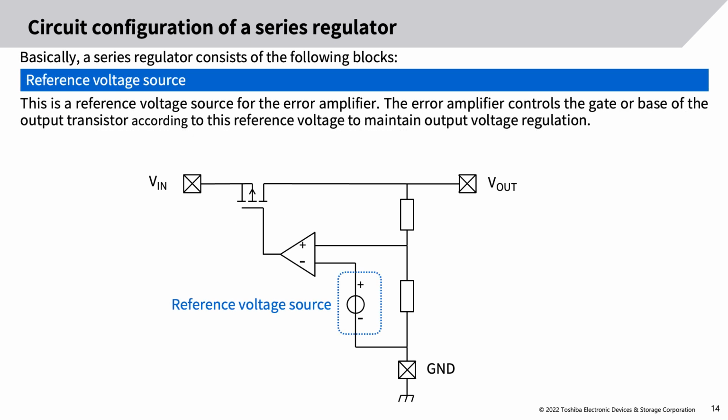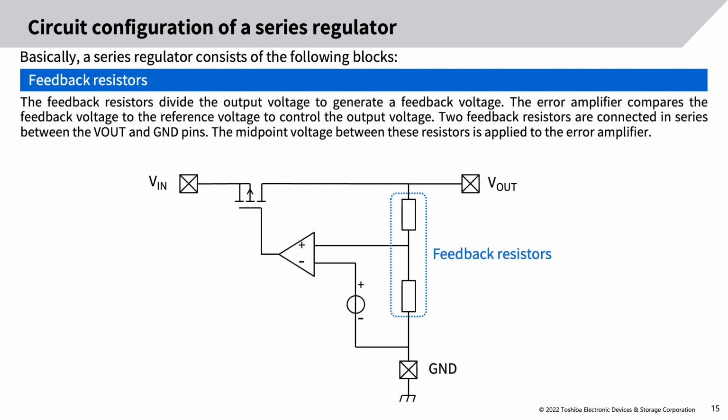Reference voltage source. This is a reference voltage source for the error amplifier. The error amplifier controls the gate or base of the output transistor according to this reference voltage to maintain output voltage regulation. Feedback resistors. The feedback resistors divide the output voltage to generate a feedback voltage. The error amplifier compares the feedback voltage to the reference voltage to control the output voltage. Two feedback resistors are connected in series between the Vout and ground pins.